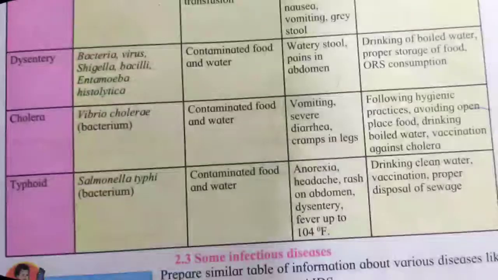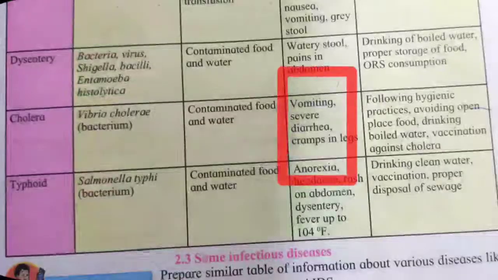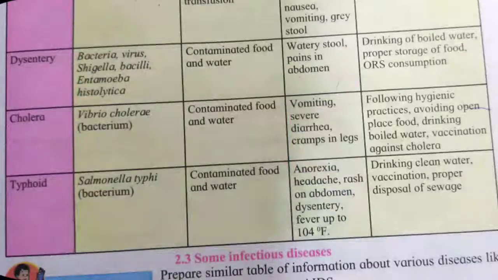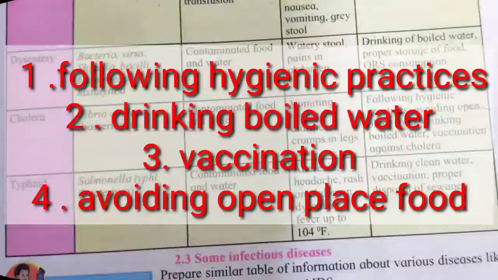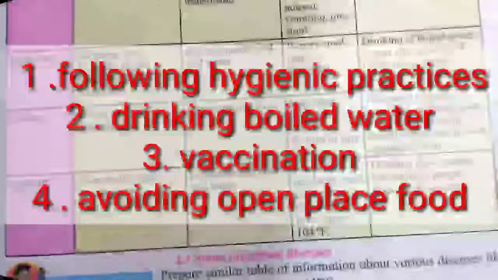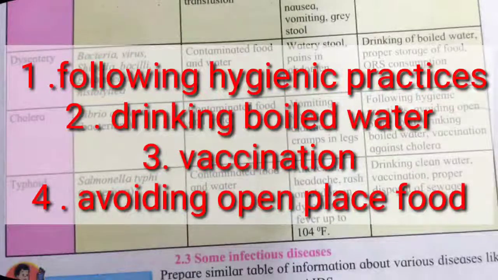And when a person is suffering from cholera, we find some symptoms in him. The first symptom is vomiting. The second symptom is severe diarrhea. And the third symptom is cramps in legs. For its prevention or treatment, we can tell, we have to follow hygienic practices, and we have to avoid open place food.